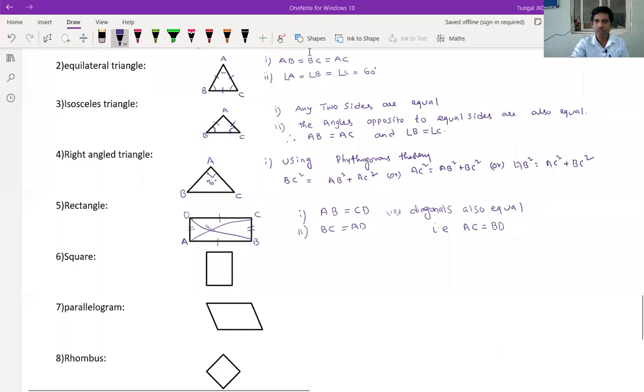Understood? Right, each angle equals 90 degrees. Yes, okay, good. That is not needed right now. Yes, very good, that property is also there, each angle is 90 degrees.